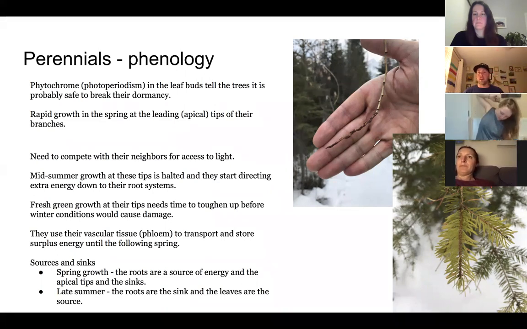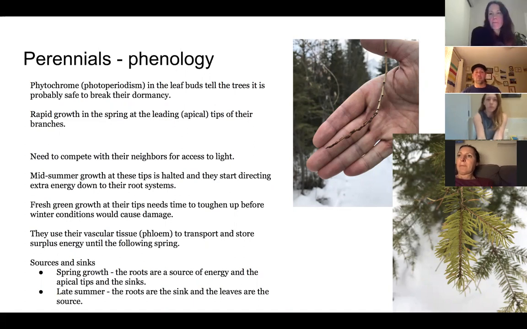Then they can make their own energy. And it's just pairing. I think it's a really cool adaptation that they've figured out in order to compete and to use their resources in the most wise way. And if we need an analogy, the analogy that helps me understand this is the idea of sources and sinks. So in the spring, the roots are this extra source of energy, and these apical tips, the tips that they need to grow up and compete, those are the sinks for that extra energy.